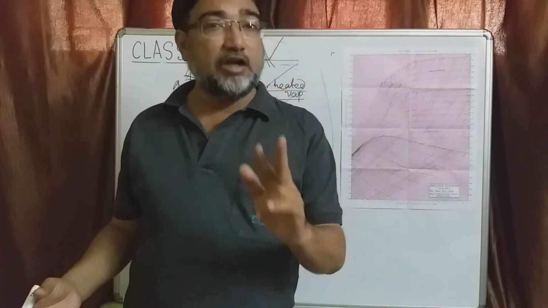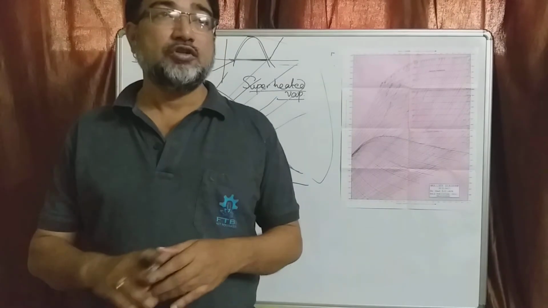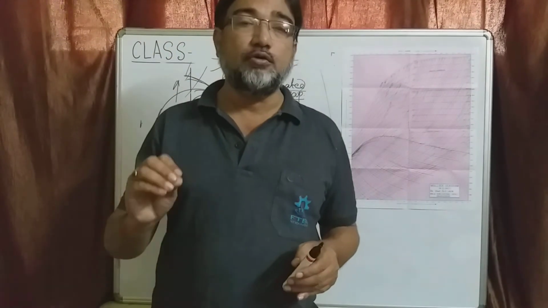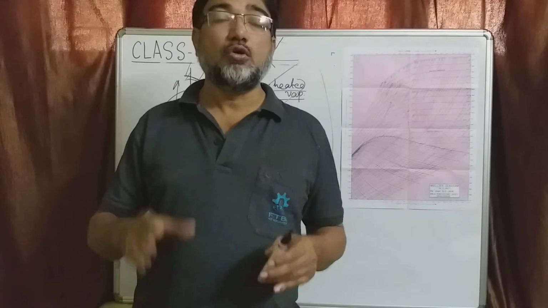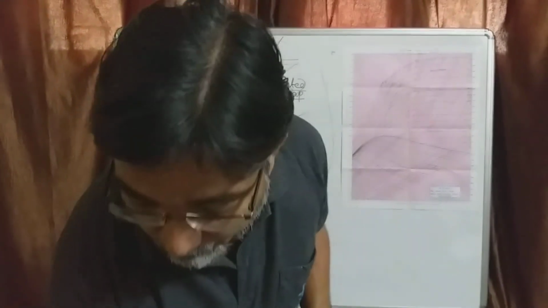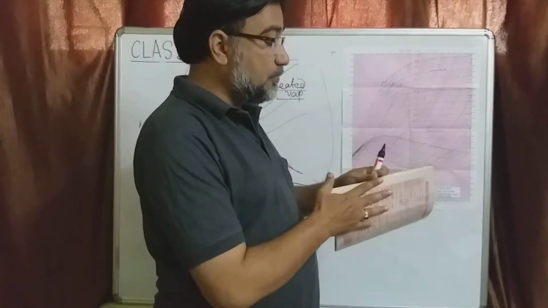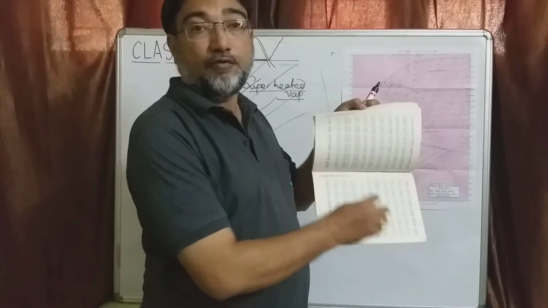So that value you will be obtaining only from the steam table. Suppose you want to know what is the hf value at 15 bar. So go to the steam table, not the Mollier diagram. Go to the steam table and open the pressure-based table. Then at 15 bar you see what is the value of hf.